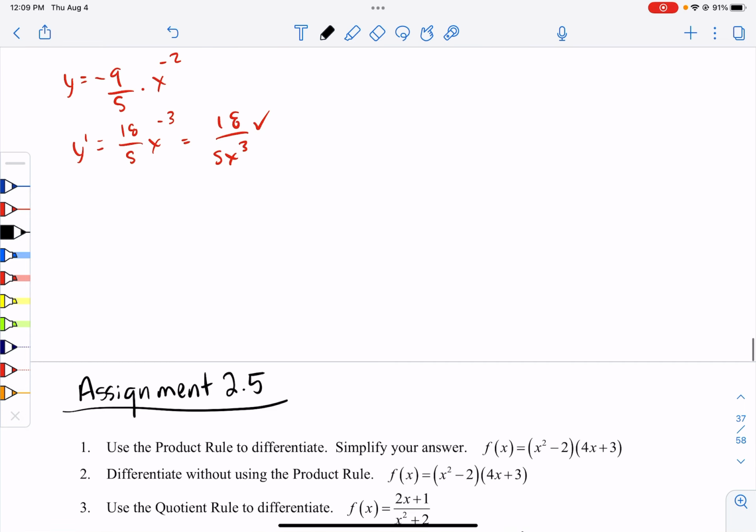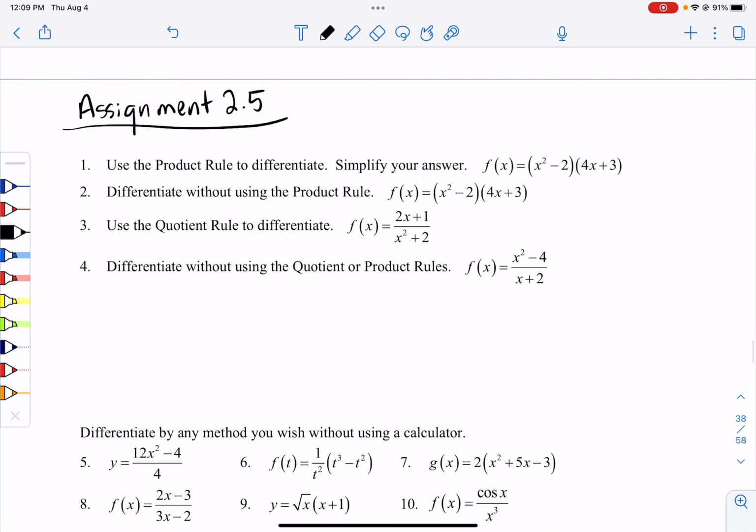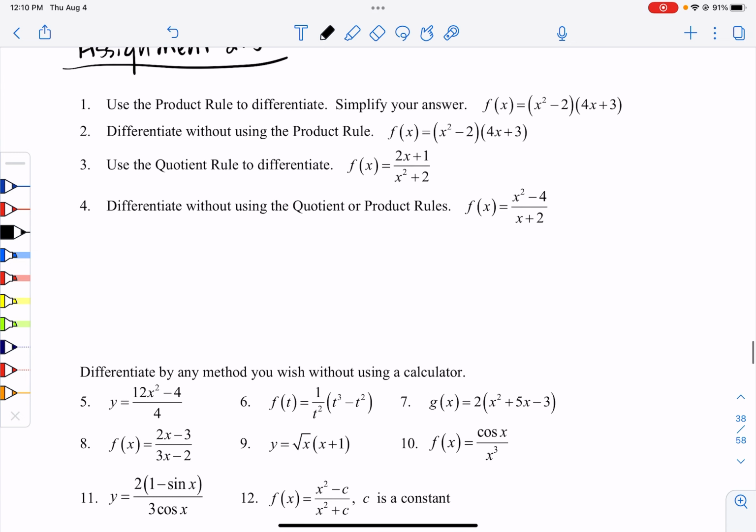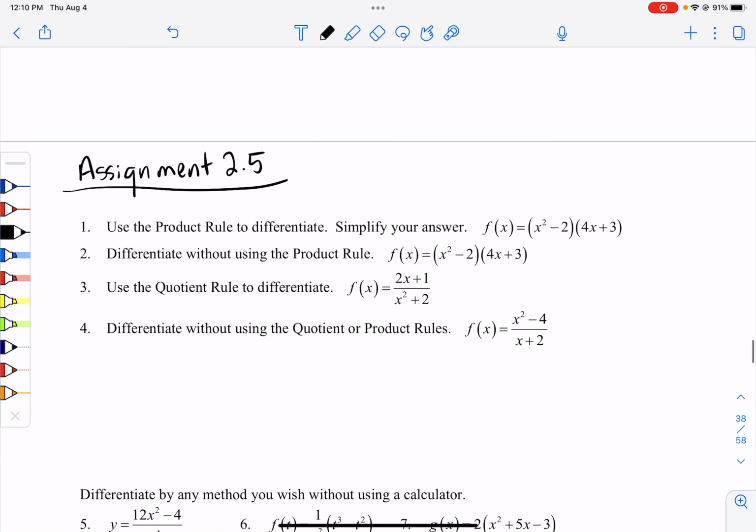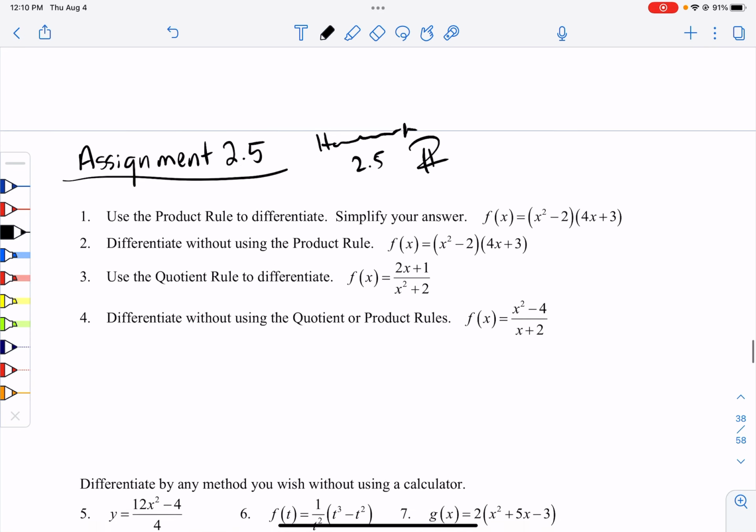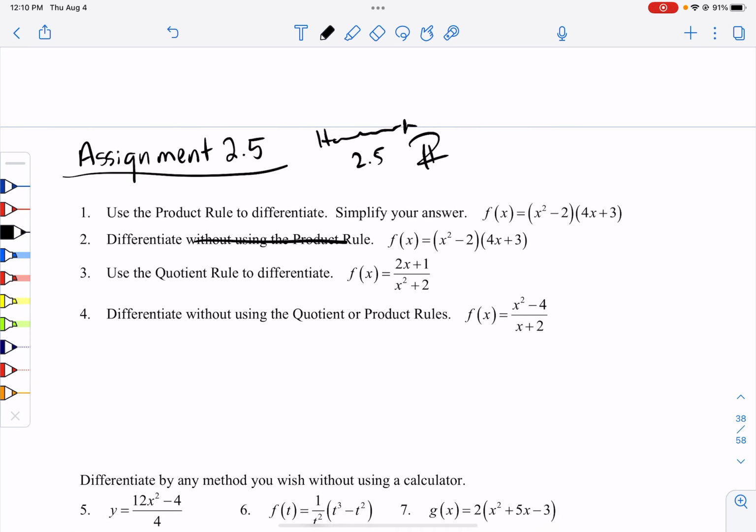All right, on the homework. Okay, couple of things I want you to know. This homework, again, number 2, first of all, I want you to do all of them. So the homework for 2.5 is to do all the problems. Number 2, see how it says to differentiate without using the product rule? No, I want you to use the product rule. Just kidding. That's the same as number 1. Do I want you to do it that way? Yeah, go ahead and let's do what they say.